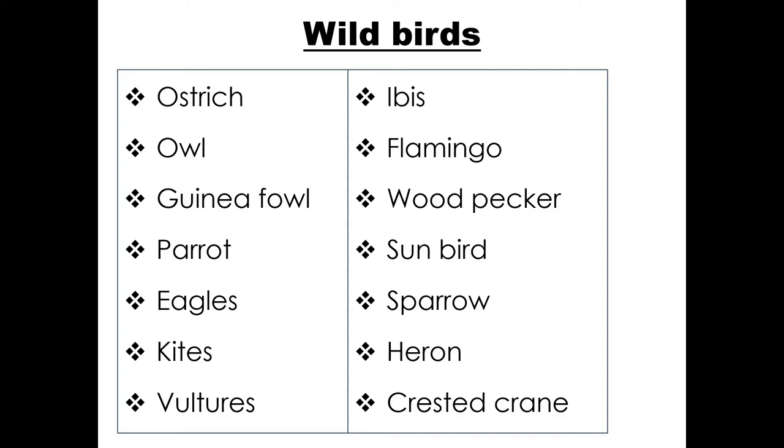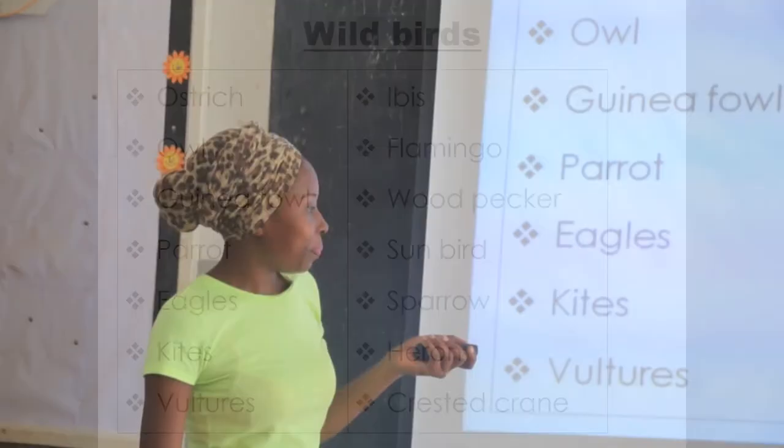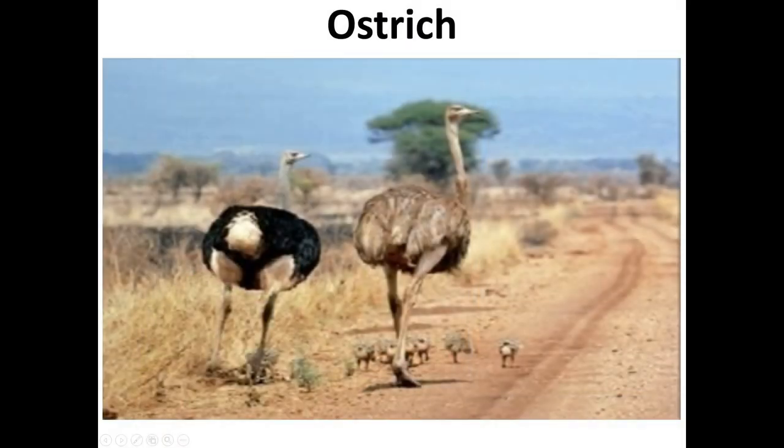Yes, this crested crane is actually our Uganda bird. It's the bird we use as an emblem, the country's emblem. So it's so peaceful, so beautiful. So this is the crested crane. Okay. This is the ostrich.